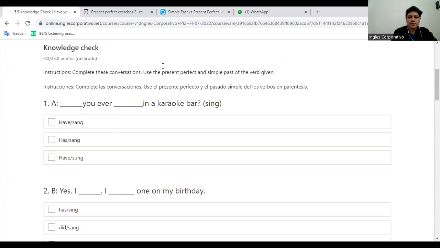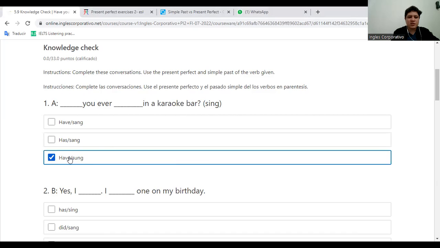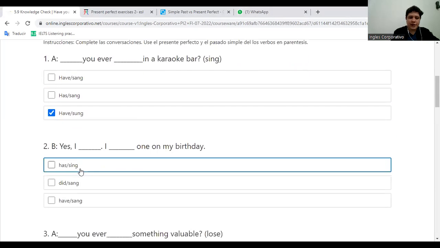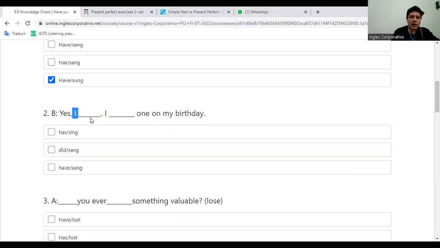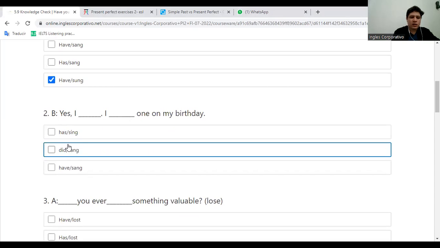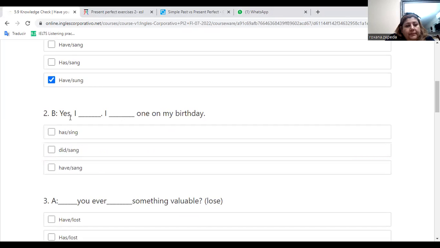Yes? The ones that have finished, los que ya terminamos. Yes. Any idea? No. Okay, so in this case, you ever in a... Yeah? Have sung. Have sung. Perfect. This one. Because remember, we use have and the verb in past participle. Very nice. Now we have yes, y tengo I. Luego tengo punto. Okay. One on my birthday. Okay, so in este caso sería cuál? Yes. Have sung.